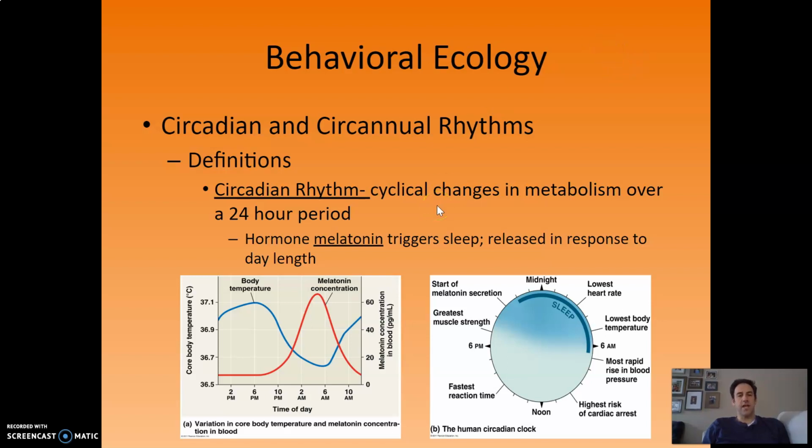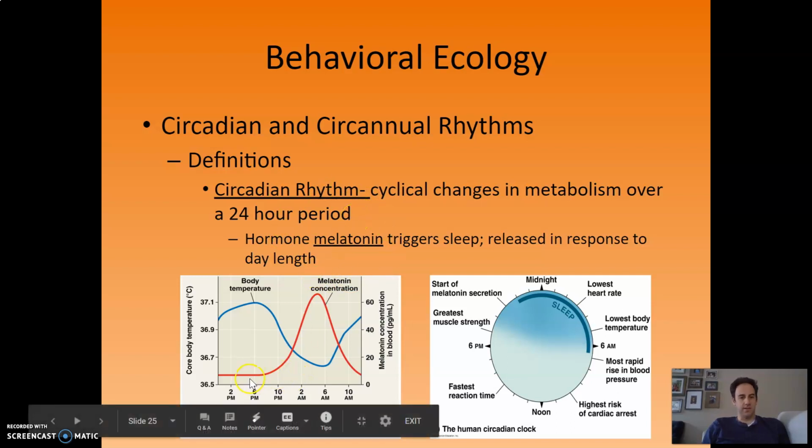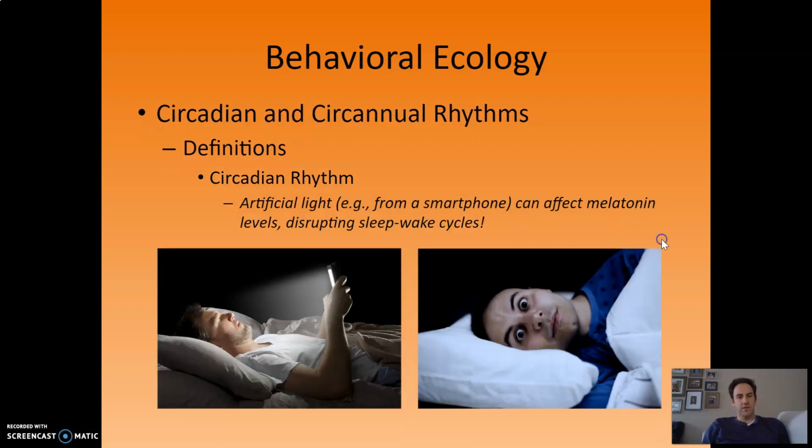This circadian rhythm is largely regulated by a hormone called melatonin, which triggers sleep. And you can see at 6 p.m., melatonin levels start to climb up, and that's what starts to trigger sleepiness. Little fun fact about circadian rhythm, you may be aware of this, but artificial light actually can disrupt this. Your melatonin levels are a result of the amount of daylight that you're exposed to. And so artificial light can disrupt that.